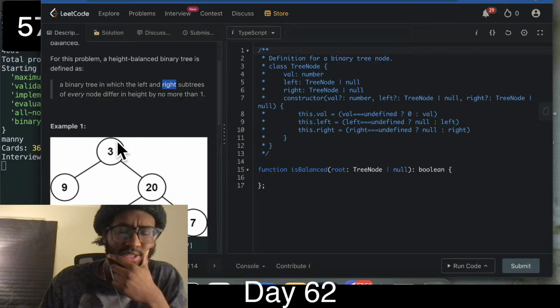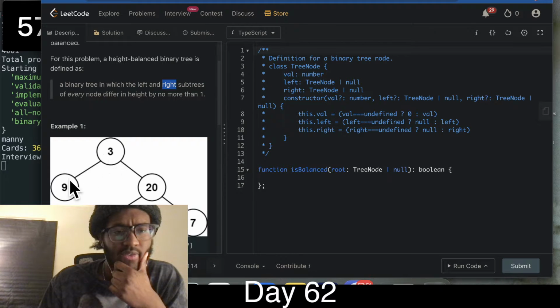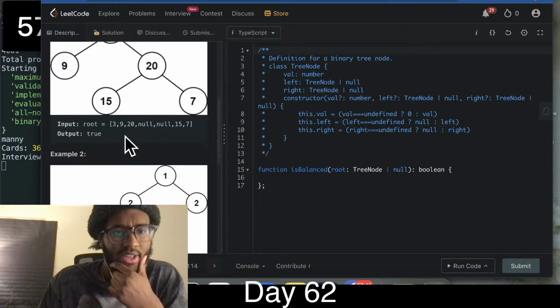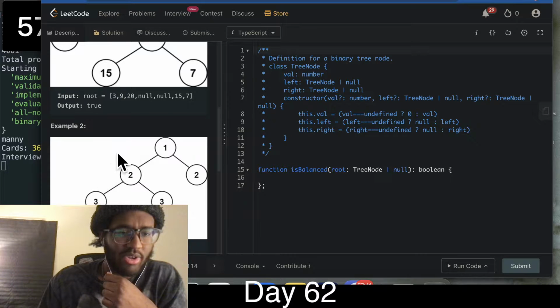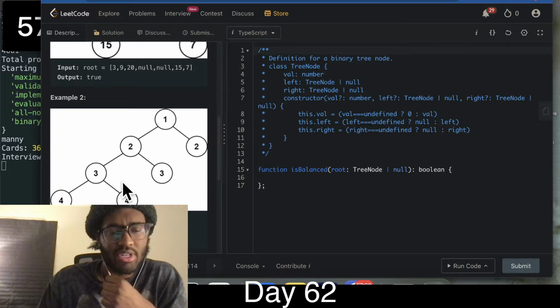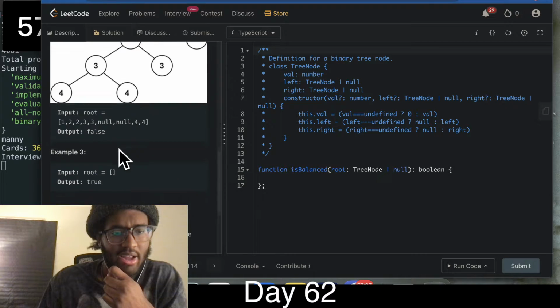So in this case, look at the left subtree. Its height is 1, and the height of the right subtree of the root node is 2. The difference is 1, so we're fine. In this case, the height is 1, and in this case, the height is 3. So the difference is 2, which means that they're not height balanced.